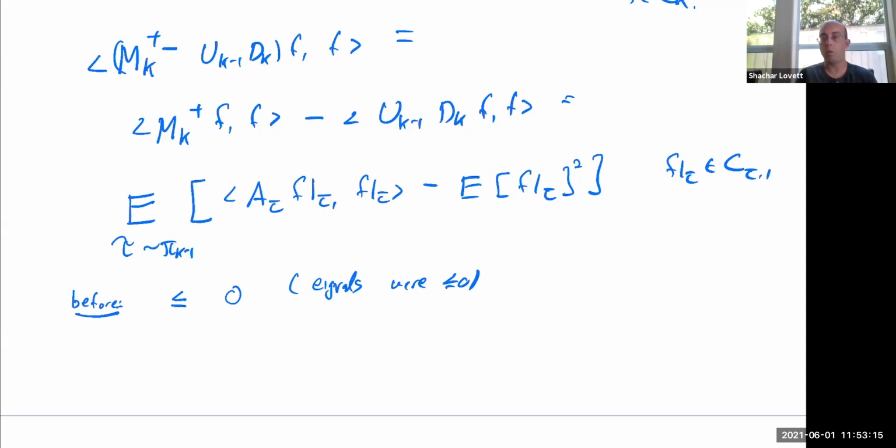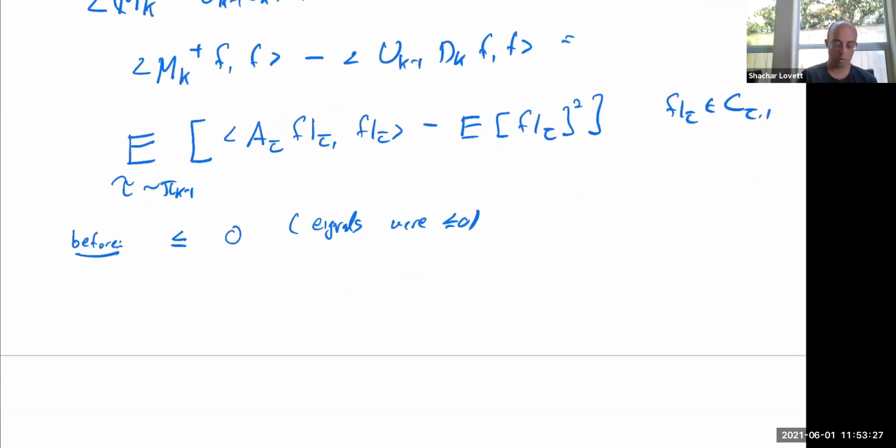So what do we do? Well, we do what we always do. We're going to decompose the function on the link into the parallel part and the orthogonal part. So the first step is we're going to decompose f tau into the parallel part and the orthogonal part, like we've seen several times already. The parallel part is just some constant, the average of f times the one function, and the orthogonal part is whatever you have left.